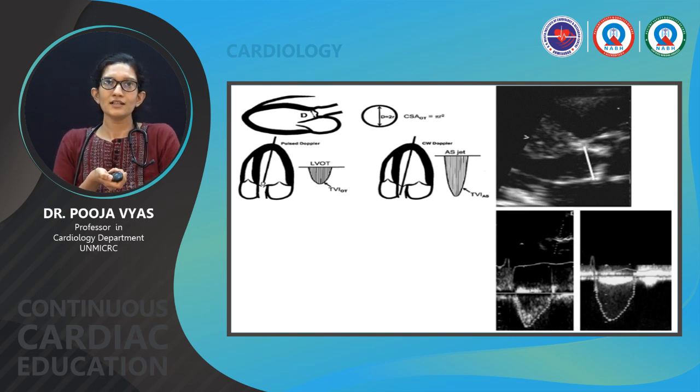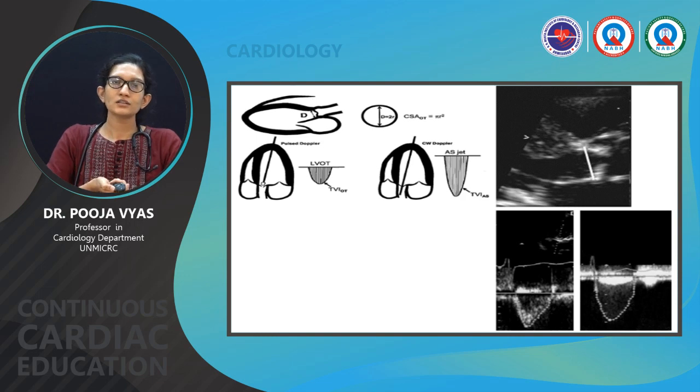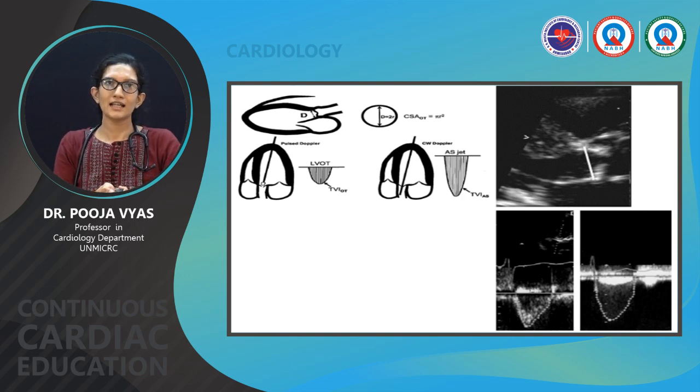One, we need the diameter or the cross sectional area of LVOT, which we can get in the parasternal long axis view. To get the time velocity integral of LVOT, we need to put pulse wave Doppler just proximal to the aortic valve, and to calculate TVI across the aortic stenosis, we should put continuous wave Doppler across the aortic valve. It will give us the time velocity integral of aortic stenosis.